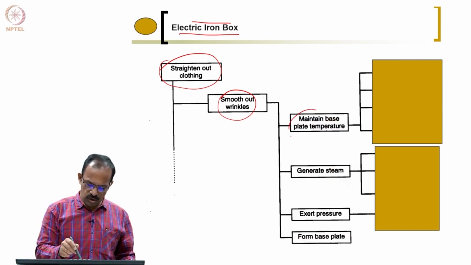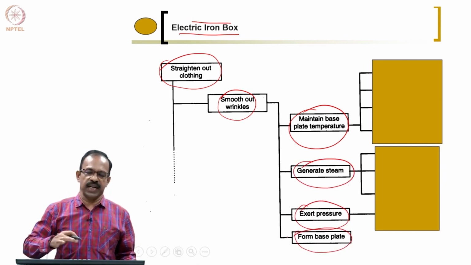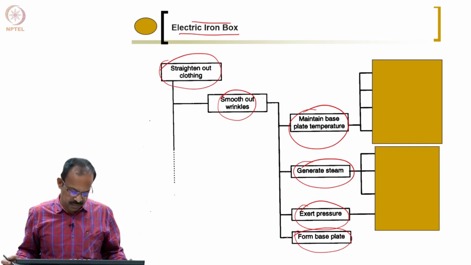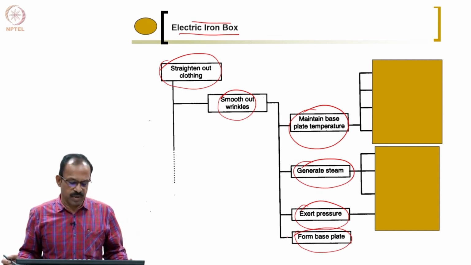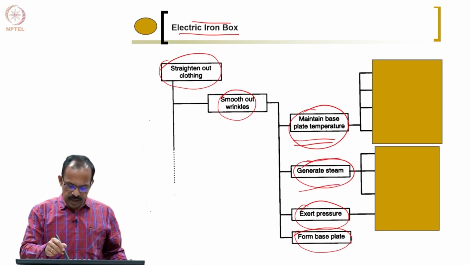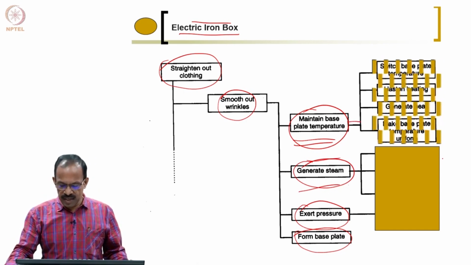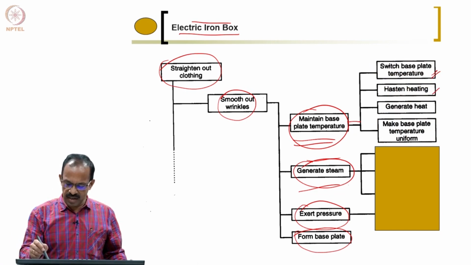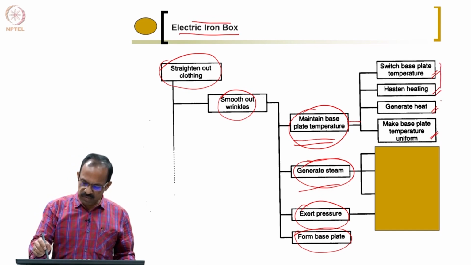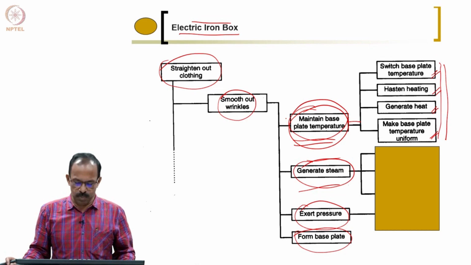And in order to smooth out wrinkles, you can see that there are many things we need. One is that you need to maintain the base plate temperature, you need to generate steam, and then you need to exert pressure, and you need to have a base plate which can actually provide the necessary pressure, temperature, and then remove the wrinkles. So, these are the functions that are needed, and then you can divide this into smaller modules or smaller functions, such as switch base plate temperature, hasten heating, generate heat, make base plate temperature uniform. So, unless you satisfy these functions, this function will not be able to provide the necessary outputs.